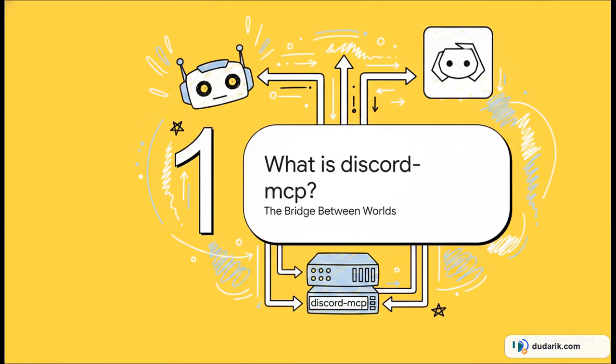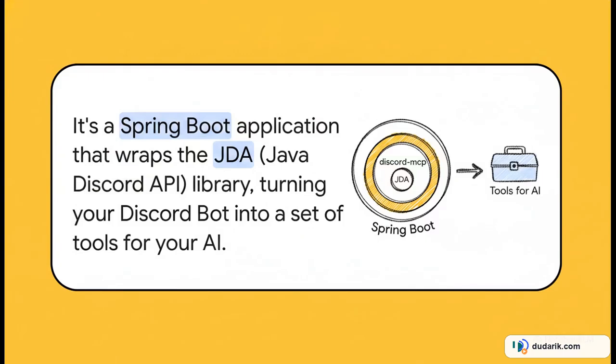So what is it? Well, you can think of it as an open source server that basically acts as a translator. It connects any AI that speaks a specific, standard protocol directly to the Discord API. This is what allows your AI to step out of its little box and become a real, active participant in your Discord server. Now, if you look under the hood, Discord MCP is a Java application built on the Spring Boot framework. What it does is it wraps this really powerful library called JDA, which stands for the Java Discord API. And what that does is it essentially bundles all the complex functions for talking to Discord into a neat little set of tools that pretty much any AI can easily pick up and use.